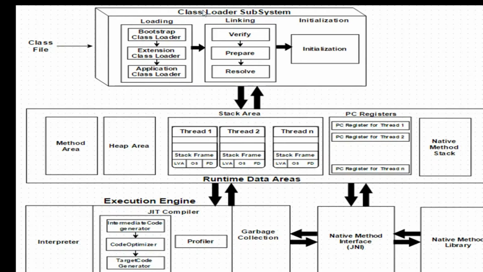The class loader is responsible for loading a class file into this memory area. The class loader performs three activities: loading, linking, and initializing. The first activity is done by three class loaders. The first one is bootstrap, the second one is extension, and the third one is the application class loader. Let's look deep into this.